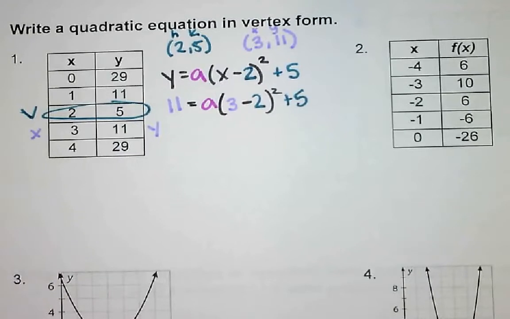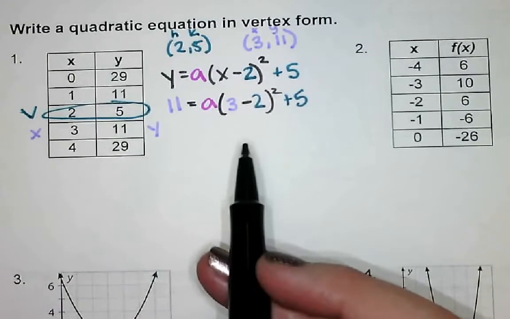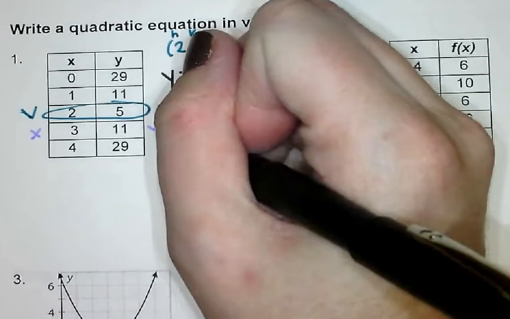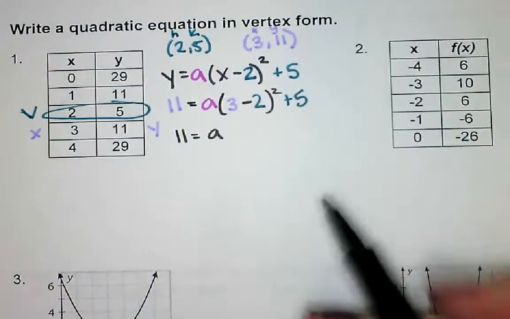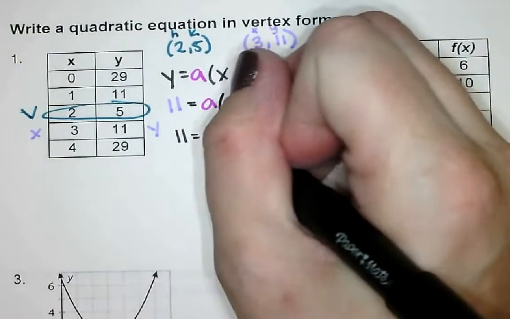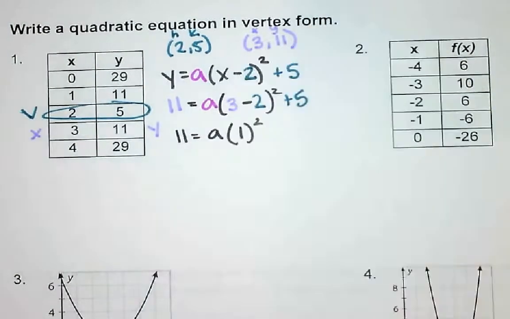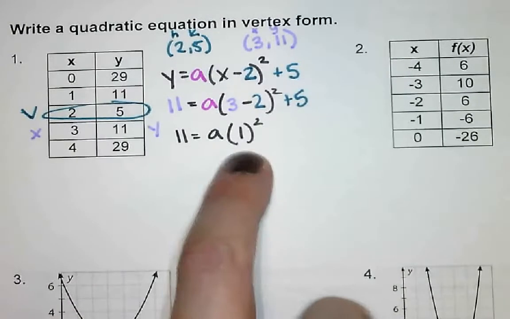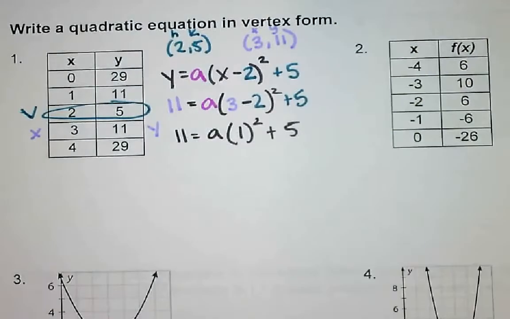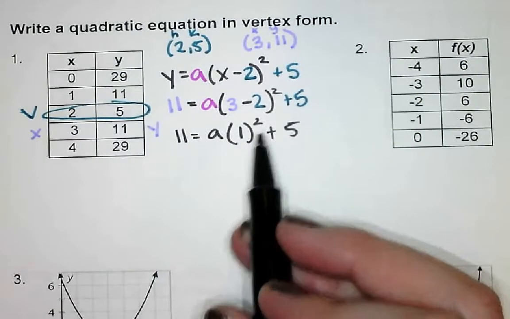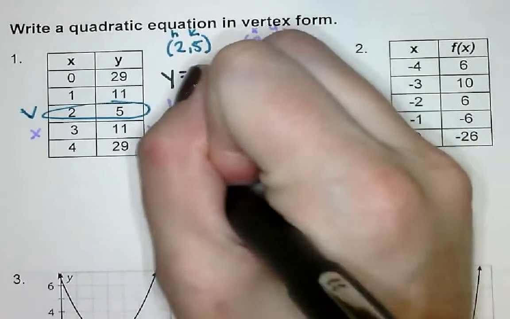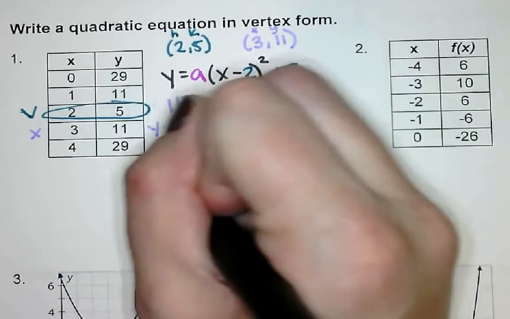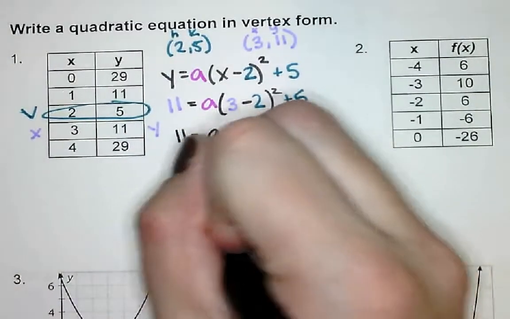Okay? So then we go here, and now, guys, I'm going to just switch to one color so I don't have to keep going back and forth. So I'm going to go ahead and simplify this. So we have what? 11 equals a. And then we do 3 minus 2, and this is why I pick one really close, because 1 squared is really easy to do, isn't it? So 3 minus 2 is 1 squared plus 5. So guys, 1 squared is just 1. So now I have 11 equals a plus 5. So what is my a value equal to? 6. So 6 is equal to a.